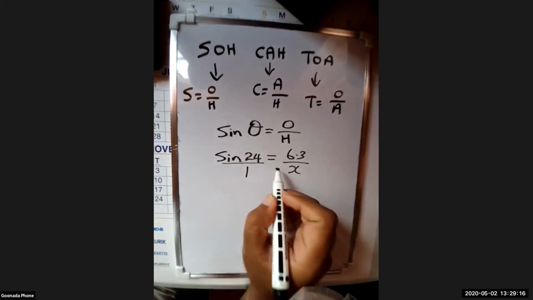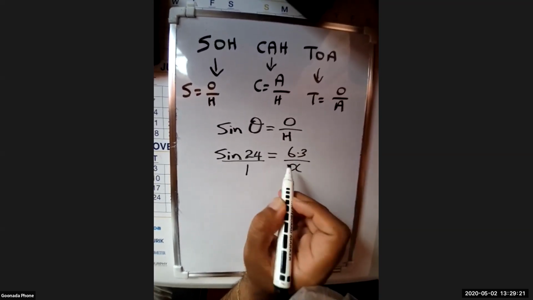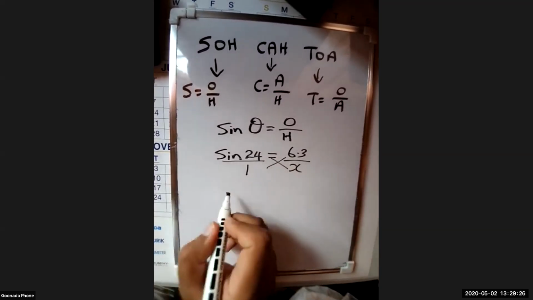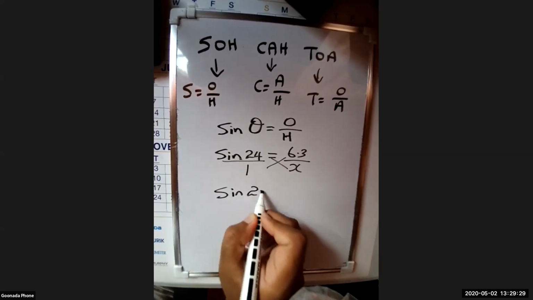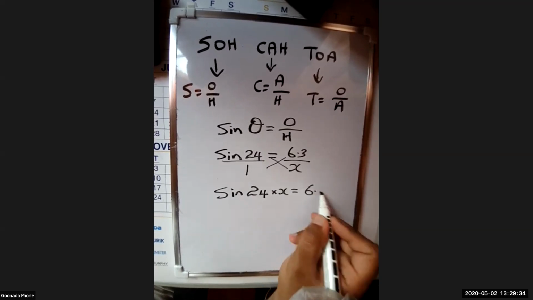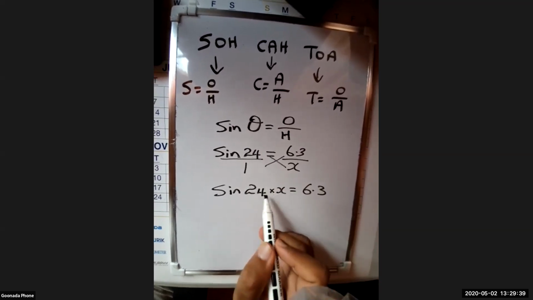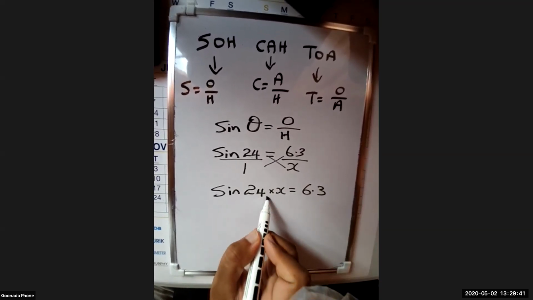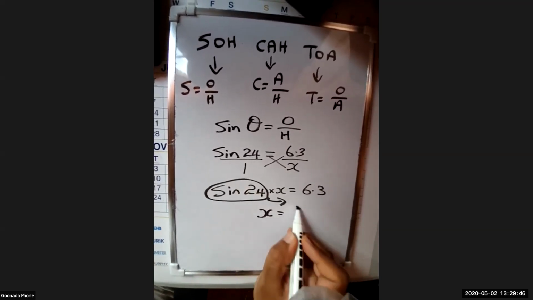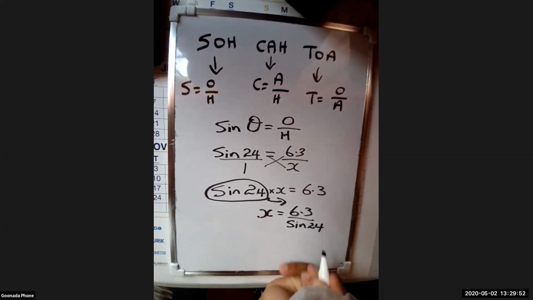In a case like this, we can cross multiply because the x is at the bottom here, right? It's not at the top, where we can just easily fling across the denominator. So we have to cross multiply. So we get sine 24 multiplied by x is equal to 6.3, because it is 6.3 by 1. We don't want sine 24 here, we just want x. And since multiplication is taking place, we carry it across. X is 6.3 all over sine 24.